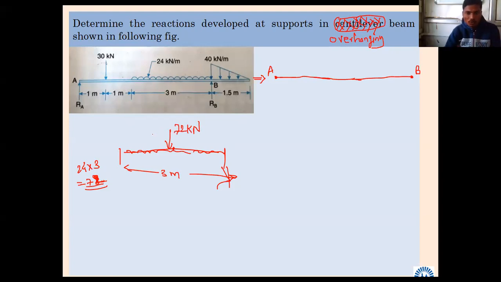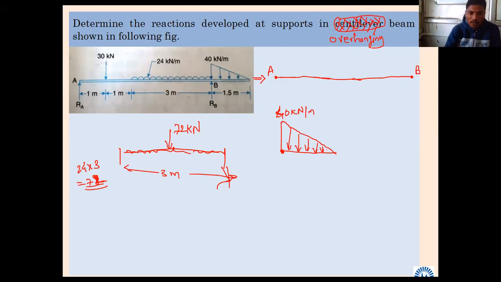This one is easy. To convert UDL into point load, there is no question. But here you have to think a little. While converting UVL into point load, it is something like this. Suppose here it is shown 40 kilonewton per meter, and here one point is there. Now, while converting UVL into point load, you have to take care.